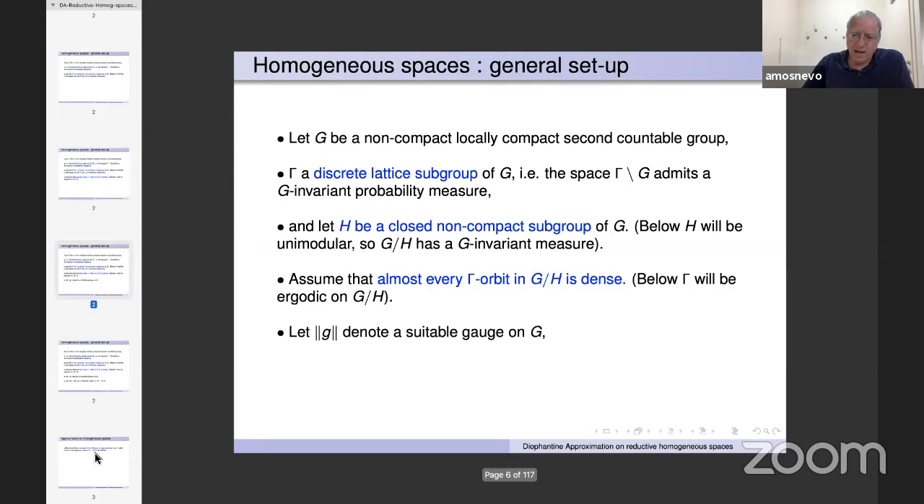Okay, now we denote by norm G a suitable gauge on G, which I'm not going to define more, but it's going to be obvious in everything we do below. And we let rho be a suitable metric on the homogeneous variety X equals G mod H. Once again, I'm not going to specify the properties, but we will have the obvious choices in every case.